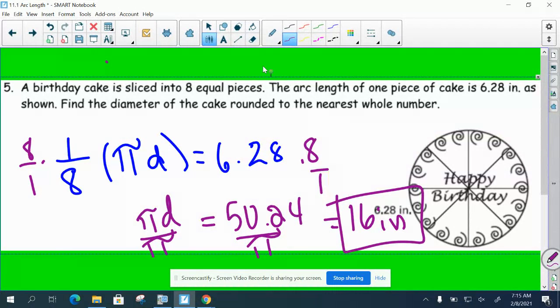All right, so that is all for this lesson about arc length. And next you will learn about how to find the area of the sector. Okay, have a great day.